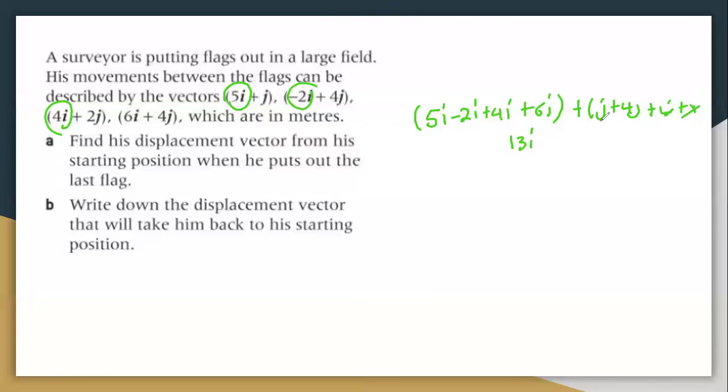Then we go to the j's: 1 plus 4, that is 5. Plus 2, that is 7. Plus 4, that is 11j. I don't know, have you been able to see where the mistake was?